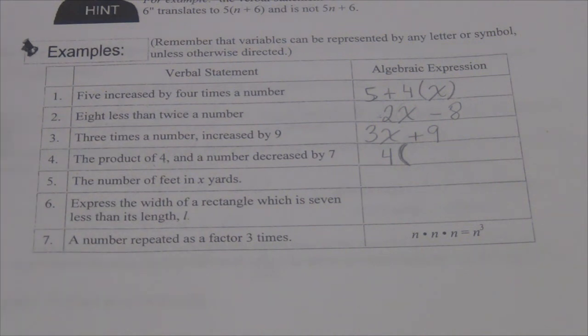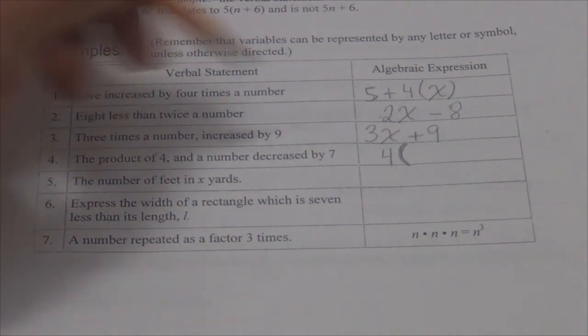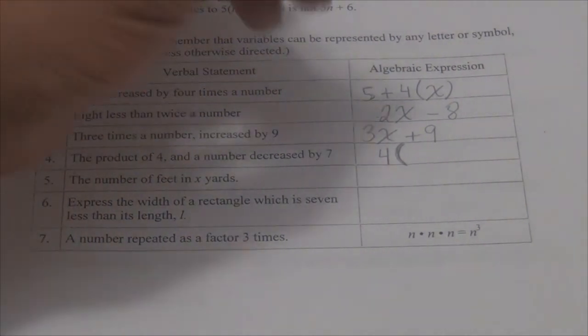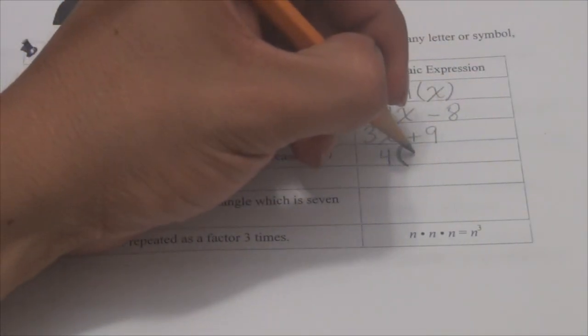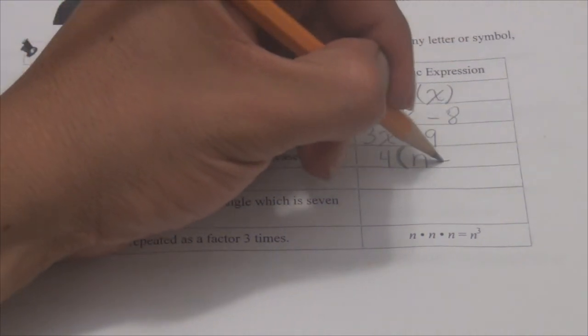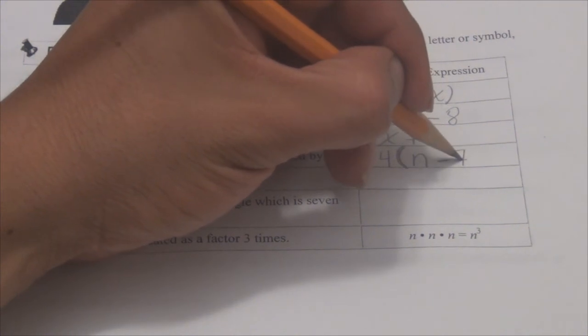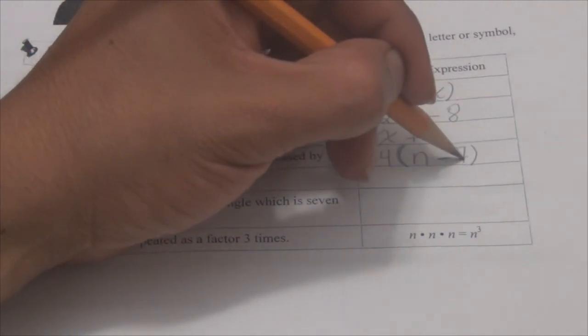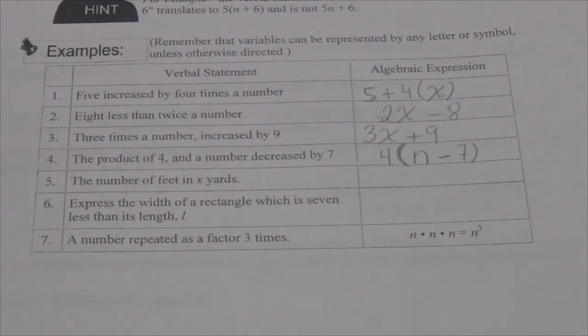Thank you very much. So the product of 4 and a number decreased by 7. A number, you want to put x? No, you want to put n? Okay, fine. A number decreased by 7. Whatever the number is going to get decreased by 7. This doesn't come automatically, guys. You have to practice this.